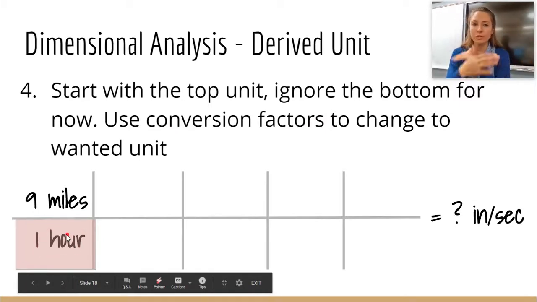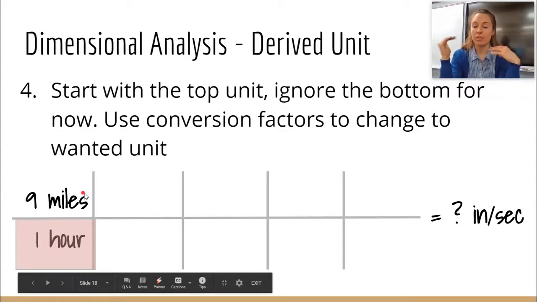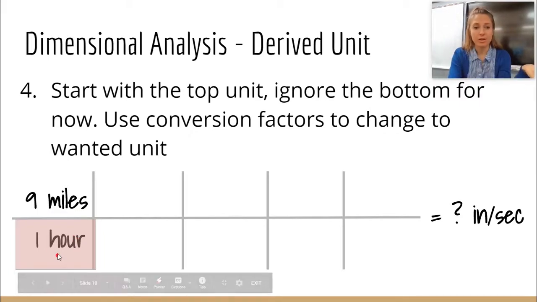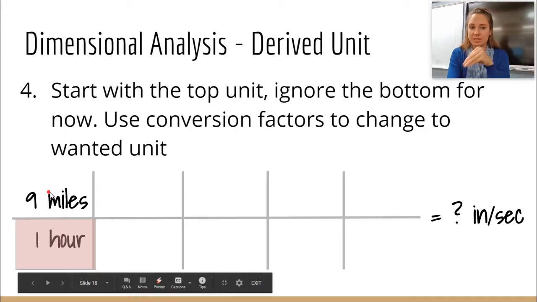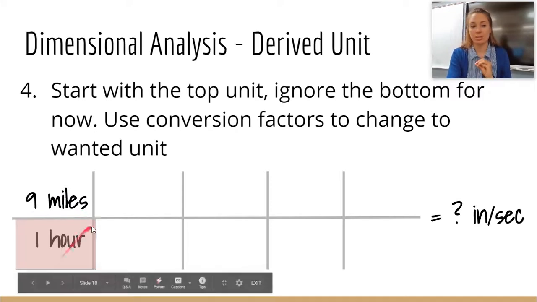Your next step then, I am going to put a red box over the hour because we are going to completely ignore the hour unit for now. So ignore the bottom unit. We are just going to focus on converting the top unit first, acting as though this bottom unit is not there. We'll come back to it, but we're just going to ignore it. So we're going to go through the same exact steps that we did for single unit conversions, because again, we're going to worry about the miles right now and completely ignore the hour. It's like we're doing a single unit conversion.